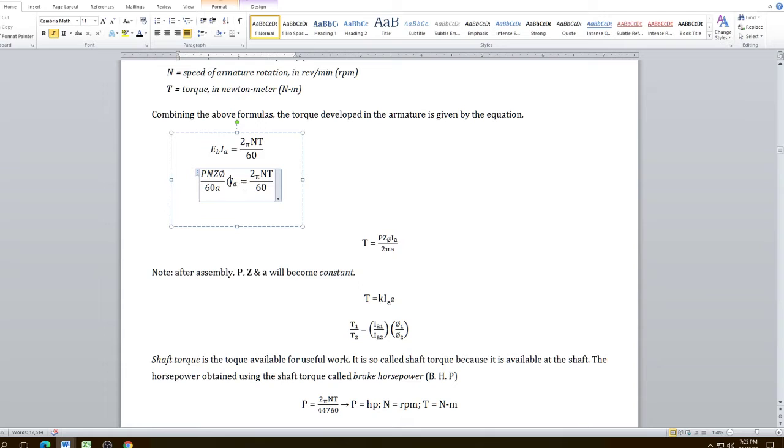Okay, so multiply. As you can see, the 60 cancels out, and also the N. So to solve for torque, this will become just 2 pi NT.